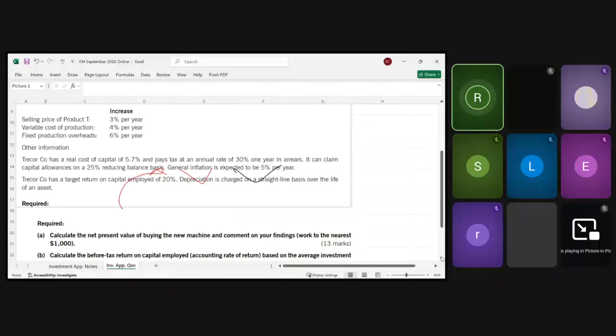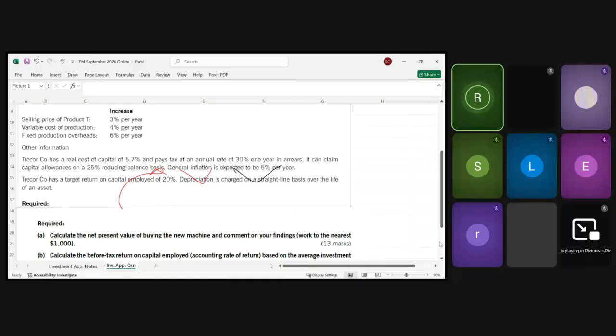So the general inflation that we're given there is going to be used to inflate our cost of capital. Treco company has a target return on capital employed of 20%. Depreciation is charged on a straight line basis over the life of an asset. This is what we have.